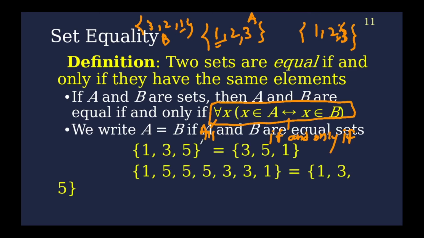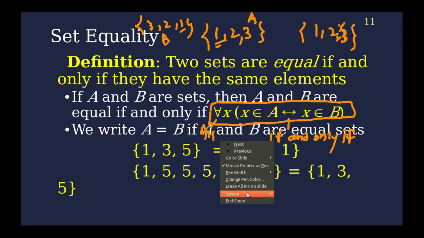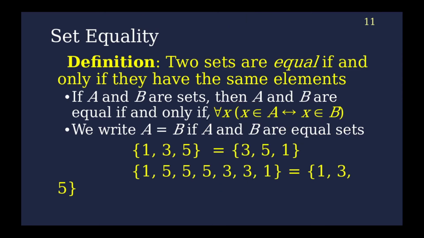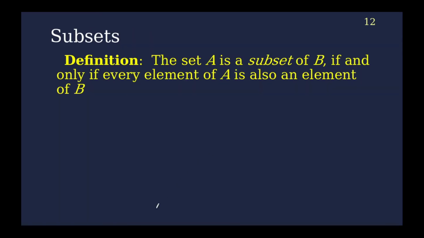We write A equals B if A and B are equal sets. For example, {1, 3, 5} and {3, 5, 1} are equal sets. Then {1, 5, 5, 5} and {3, 3, 1} style repetitions are also equal sets because multiple occurrences do not affect the set, and a different order does not affect the set. The elements are the same: 1, 3 and 5. There is no other element other than 1, 3 or 5. That's why these are equal sets.